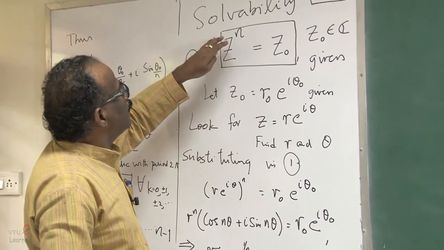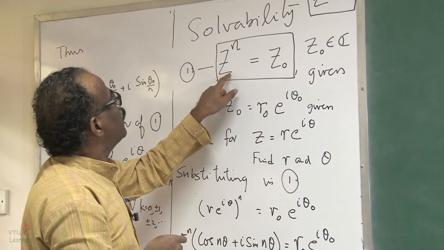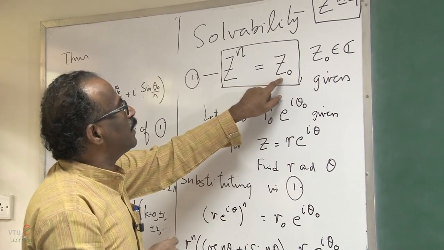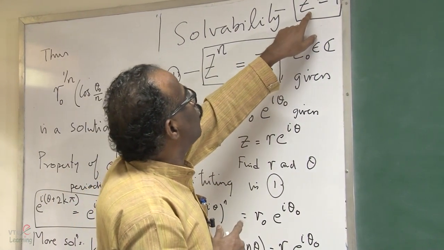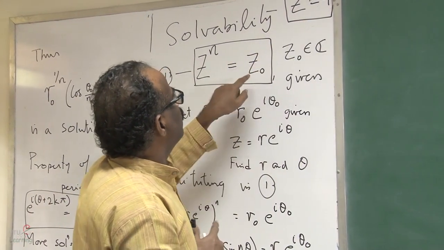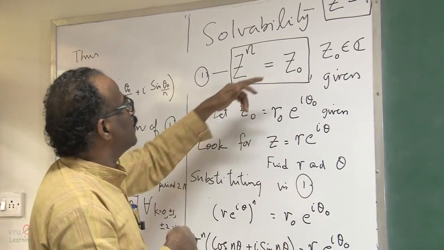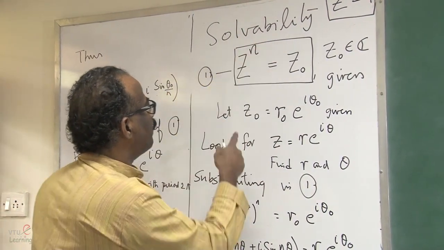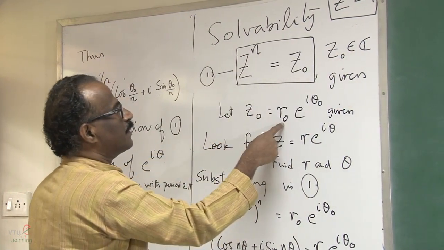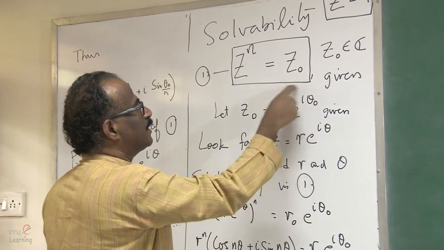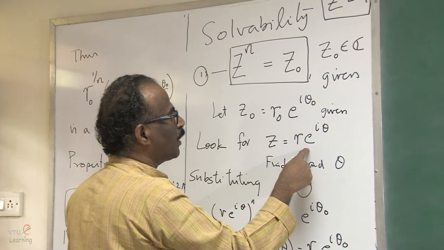In the last lecture, we were talking about the solvability of the equation z^n = z_0. This is much more general than the equation we set out to solve, z^2 = -1, because z_0 is a complex number, and the complex number system gives the solvability of that. If z_0 is in C, z_0 = r_0 e^{iθ_0}, the polar coordinate form, and we are looking for a solution also in the polar coordinate form.